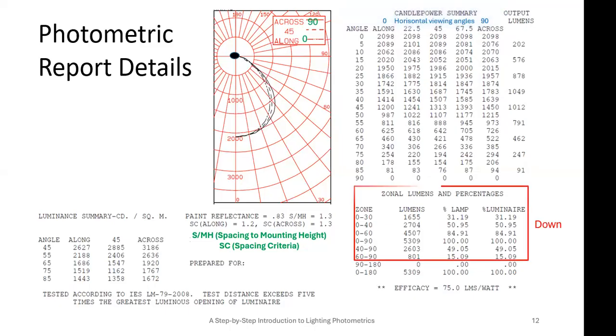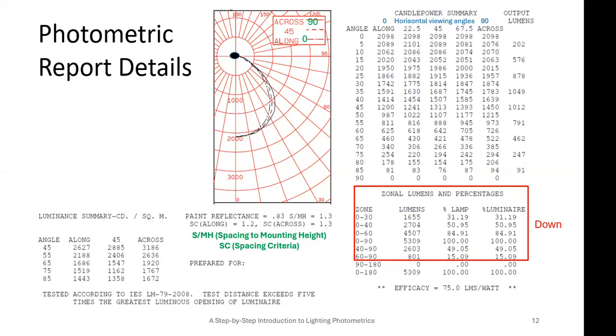Now let's go down to the bottom, and we're talking about the zonal lumens. This is the flux, or the lumens, in a zone of a certain angle. We'll see, like, 0 to 30, you see a certain number of lumens. This happens to have a lamp in it, like a traditional fluorescent lamp. So what is the percent at that angle of the lamp lumens? In this case, 0 to 30 is 31.19%. And then we go to 0 to 40.